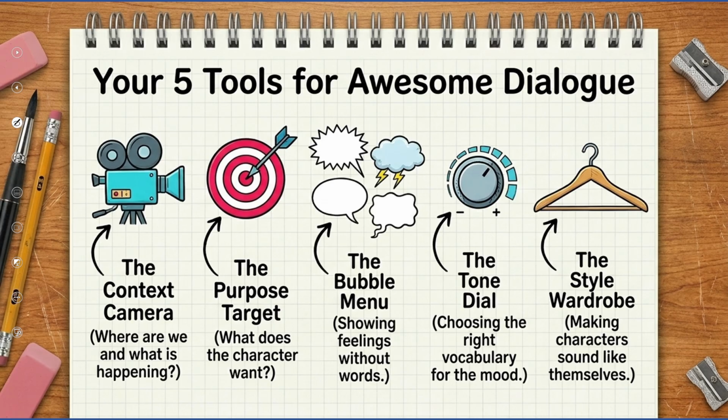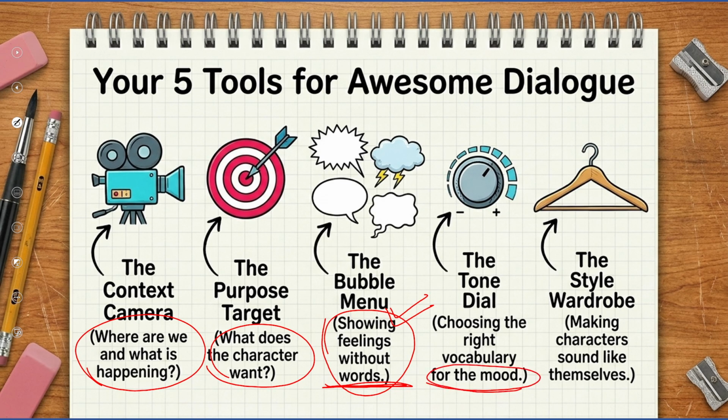So what are the things we need to understand before filling it up? The most important things: where are we and what is happening? Then what does the character want? You have to show feelings without words. Now, this is the most important thing. How to do that without writing the feeling words, how to show your emotion and choose the right vocabulary for the mood. Got it? Now, making characters sound like themselves, not like a robot.